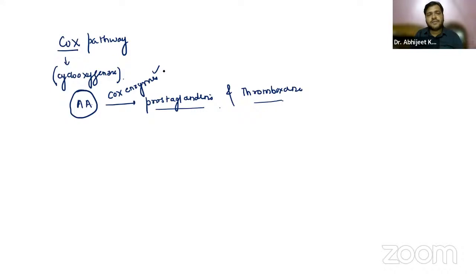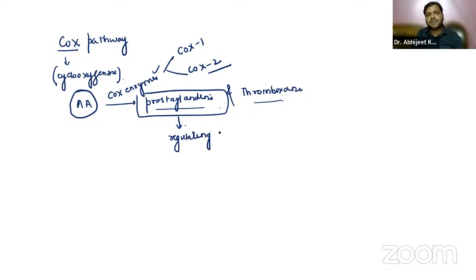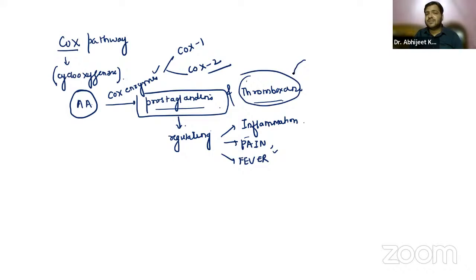So basically, we have two COX enzymes, COX-1 and COX-2, right? Now, these prostaglandins, guys, they are involved in regulating. Now, what they are regulating in the body, they are regulating inflammation, they are regulating pain, they are regulating fever. Okay. And if we talk about thromboxanes, again, the name suggests thrombocytes, the platelets.